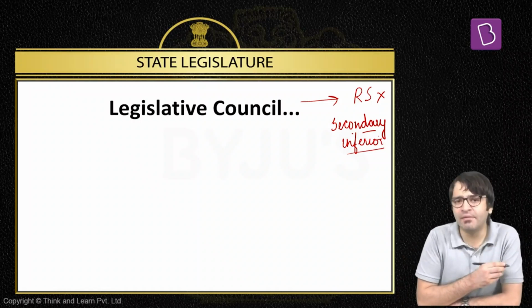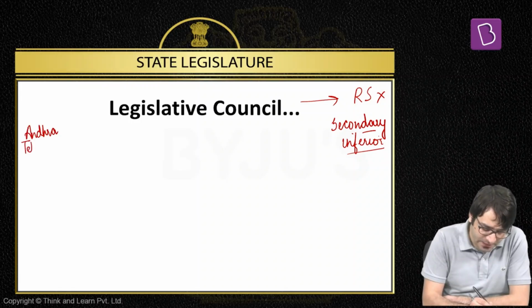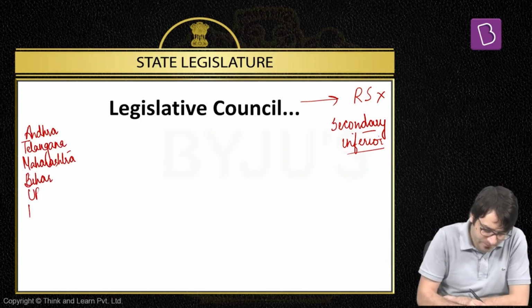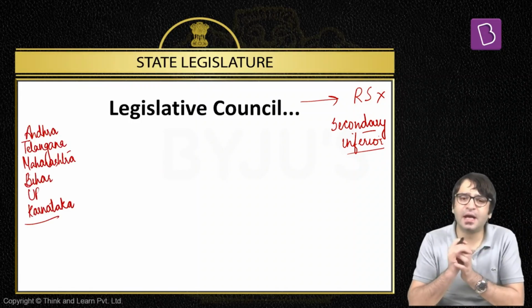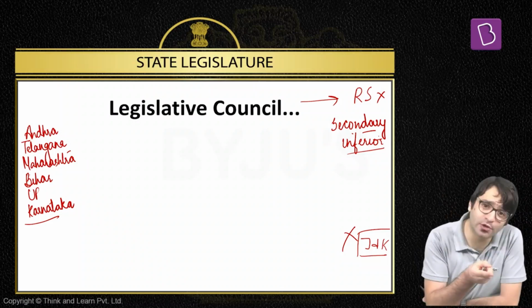How many states do we have right now where legislative council is present, where we have a bicameral state legislature? These states are Andhra, Telangana, Maharashtra, Bihar, Uttar Pradesh, Karnataka. These are the only 6 states in India where we have legislative councils. Jammu and Kashmir had a legislative council, but that was the legislative council under the Constitution of Jammu and Kashmir.